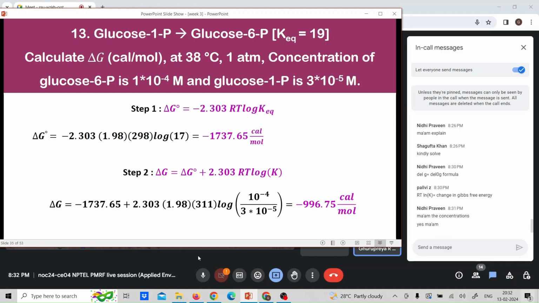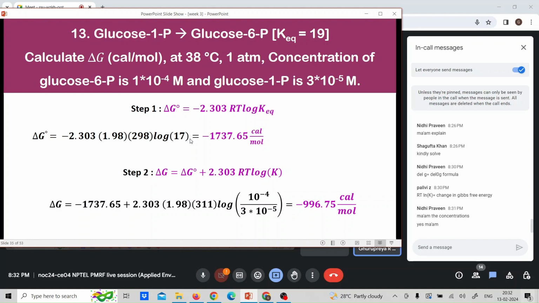Okay, now I'll explain. So first of all, the formula that we discussed in the last class was del G is equal to del G naught plus 2.303 RT log K, or it's just simply RT ln K. Okay, so this is the formula with which you can calculate the del G that was asked. The only problem with this is you don't know the del G naught.